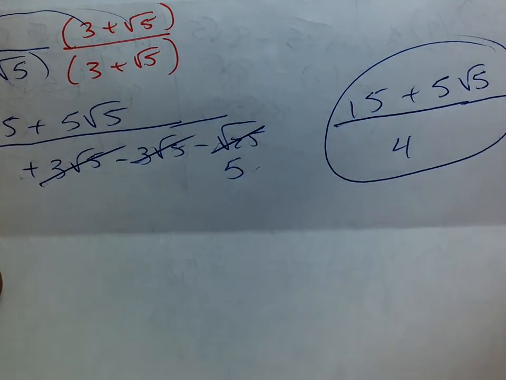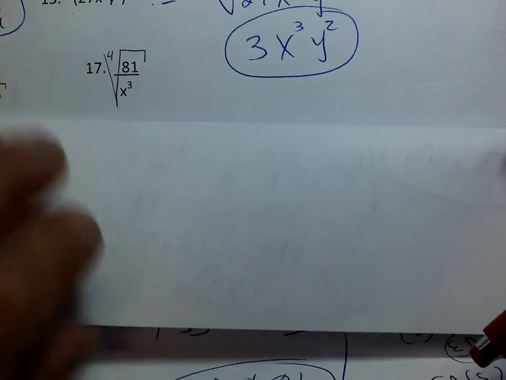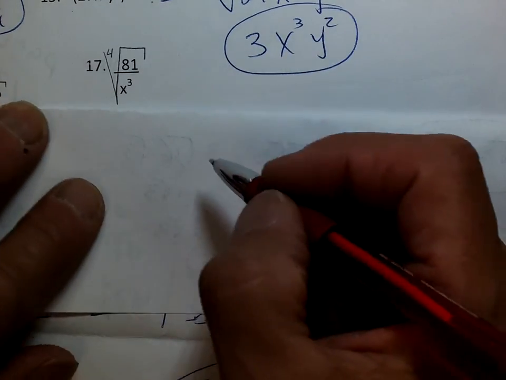Hey, we're going to get this done. We are. Is there a back? 17. Yeah, but this back's actually pretty short. 17. All right, to do 17, let's see.